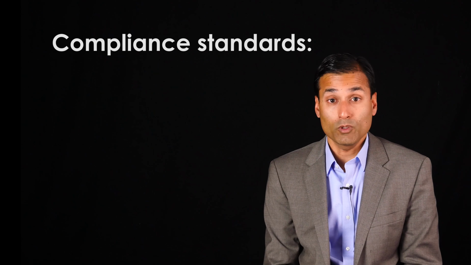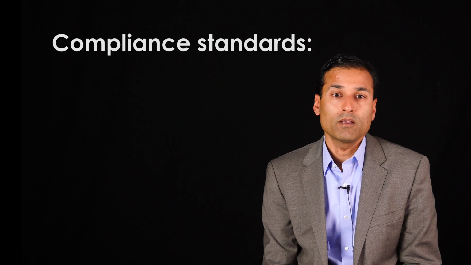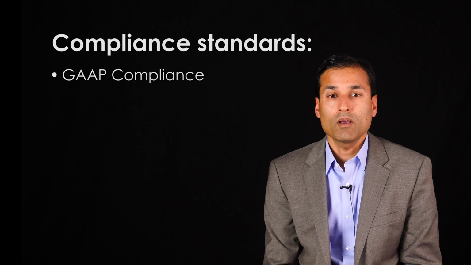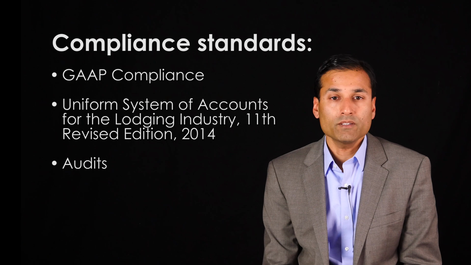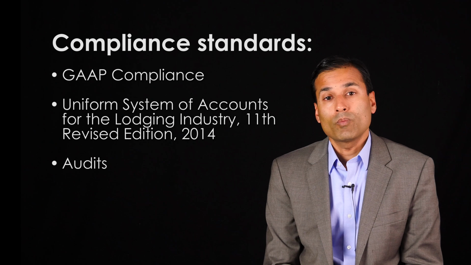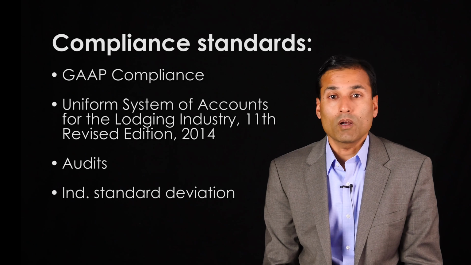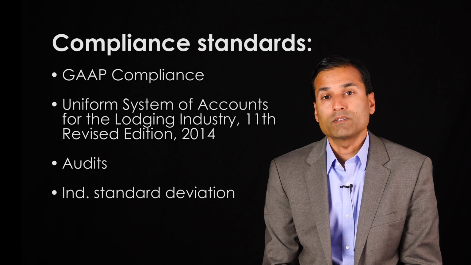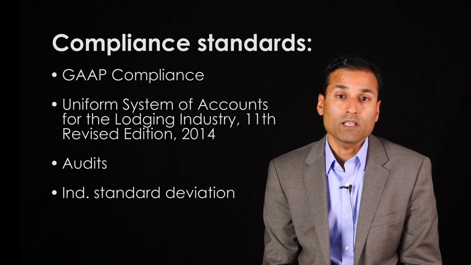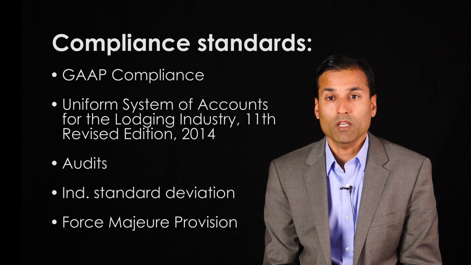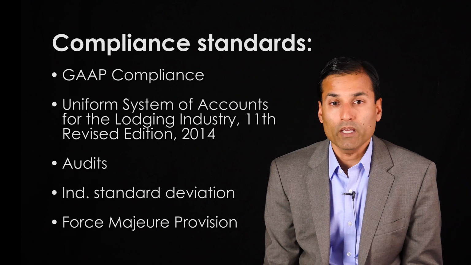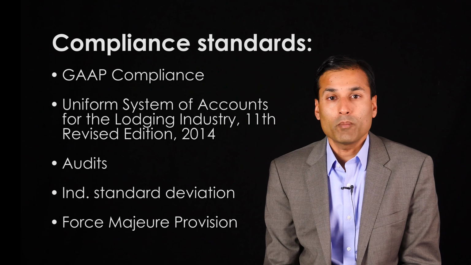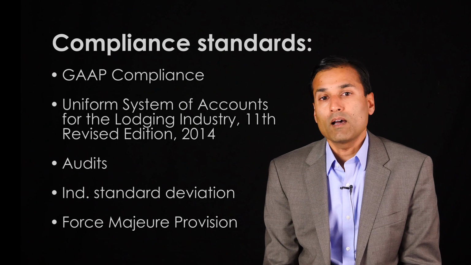These hotel management agreements typically cite compliance standards with which you'll be reporting financially. Often they cite generally accepted accounting principles, or GAAP compliance. Often they'll cite the Uniform System of Accounts for the lodging industry, the most recent edition. There'll be provisions for audits. There may even be provisions that talk about what the industry standard is to deviate from your budgets. And finally, it's in the best interest of both parties to have force majeure provisions. So if there are things that are out of the hotel management company's control, there are exceptions for expenses that may happen because of, say, an earthquake or a fire or some other event out of the company's control, where the costs end up being higher than expected.